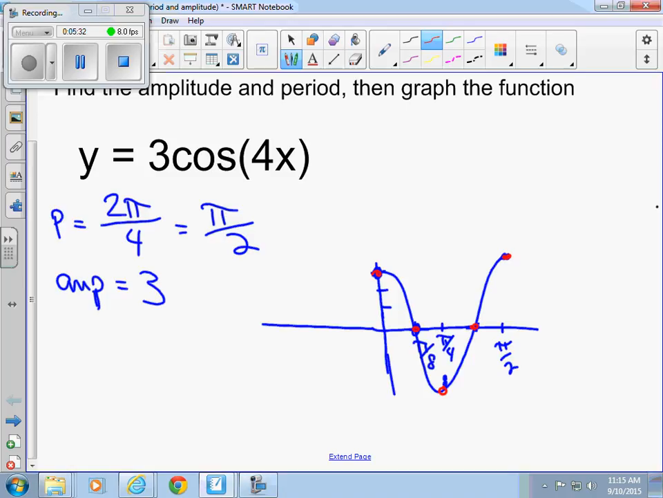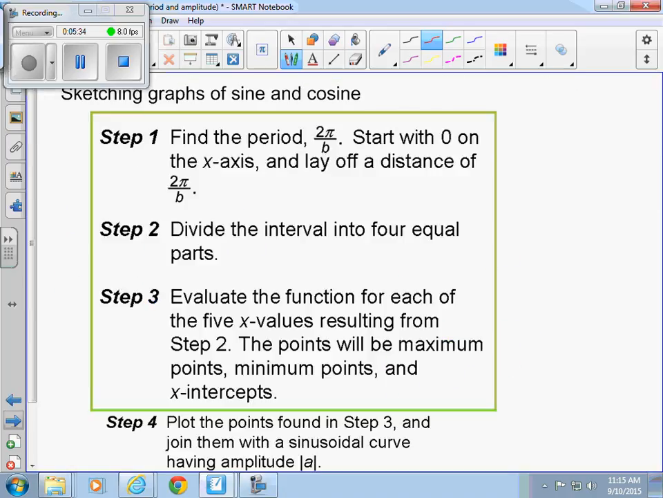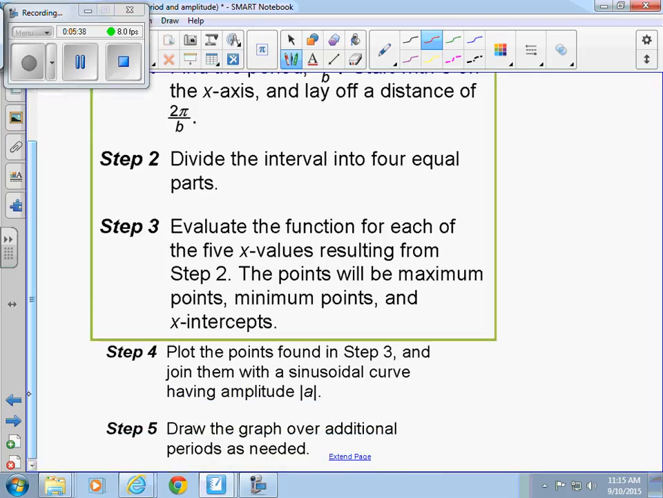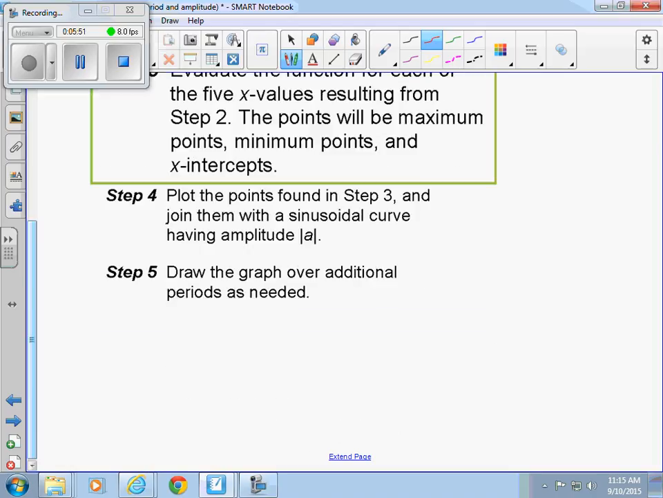So if you just memorize that general shape, just like you did in Algebra 2 with a quadratic and an absolute value, it'll save you a lot of time rather than having to plug in and find those values. To me, that takes time. You're welcome to take double the time on your homework if you wish.